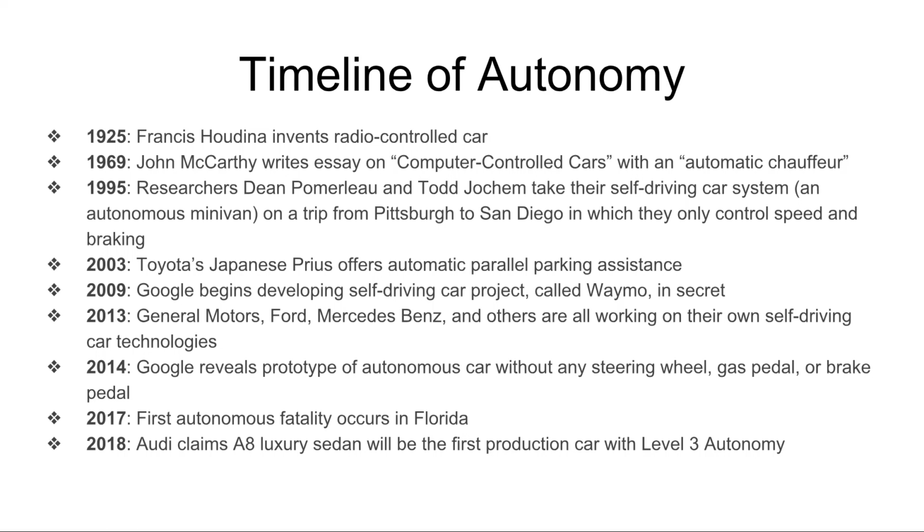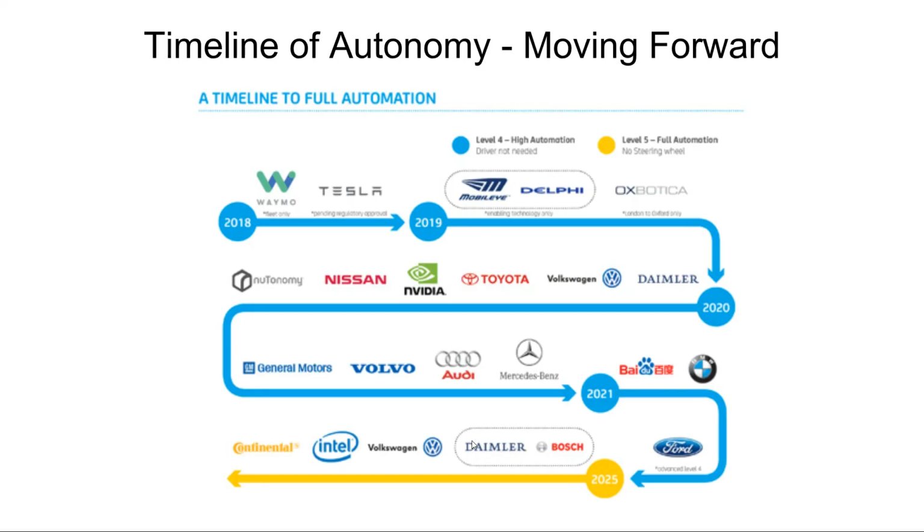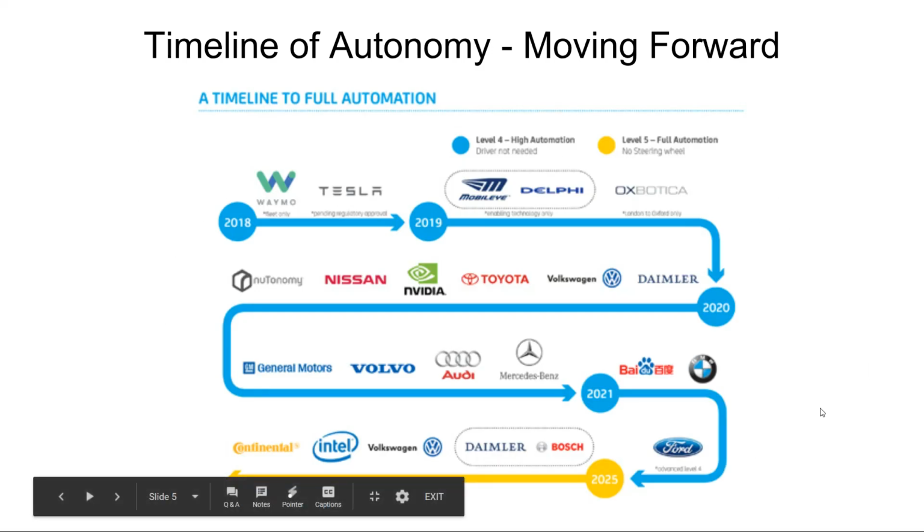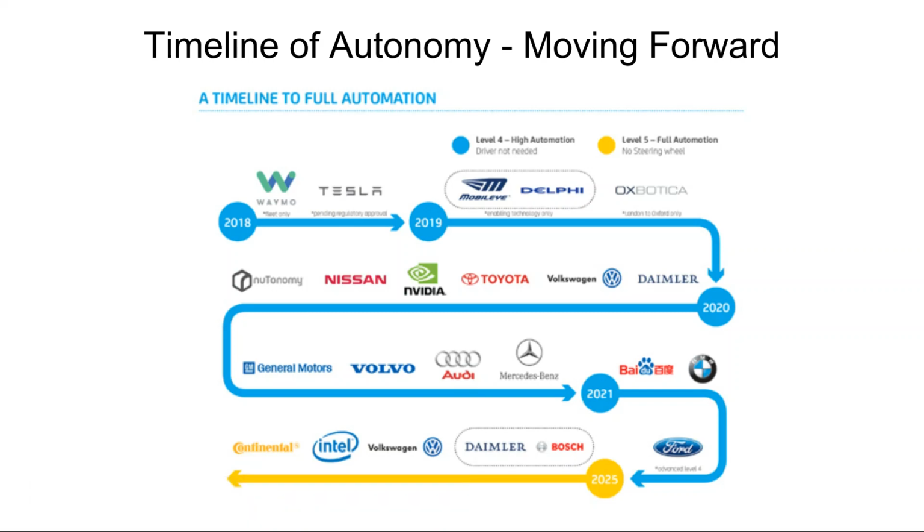In 2013, General Motors, Ford, Mercedes-Benz, and others were all working on their own self-driving car technologies. In 2014, Google released a prototype of an autonomous car without a steering wheel, gas pedal, or brake pedal. In 2017, the first autonomous fatality occurred in Florida. And in 2018, Audi claimed its A8 luxury sedan would be the first production car with level 3 autonomy. Moving forward, this is a timeline of the production of autonomous vehicles by these companies.